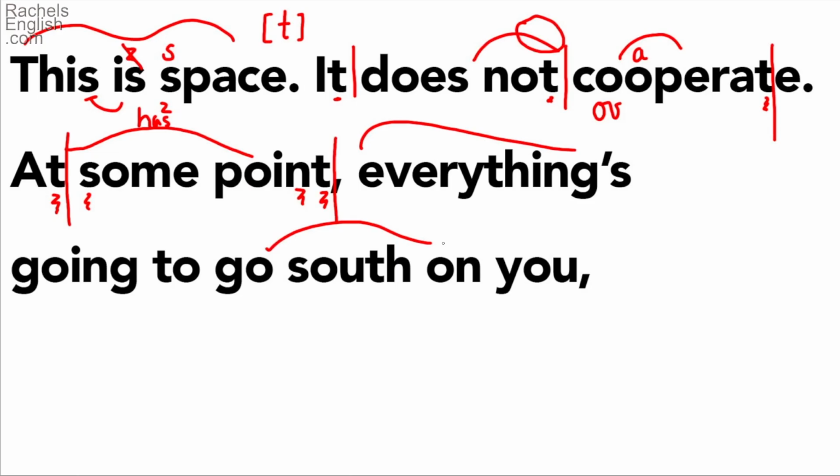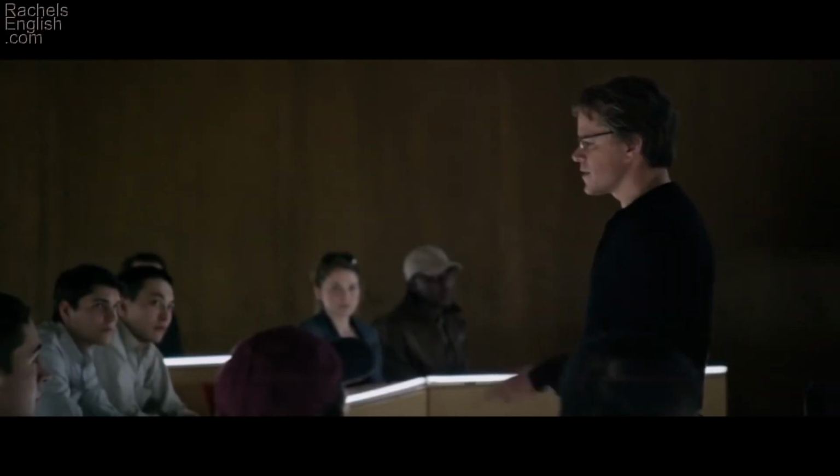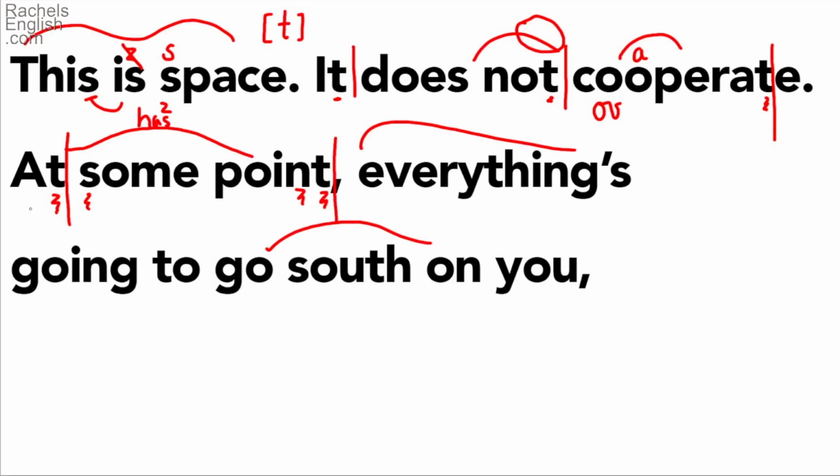Let's look at the rest of the words besides our stressed syllables. What's happening here? Everything's going to go south on you. Everything's going to go, pronounced gonna go. So we have a reduction here. Going to becomes gonna. Everything's going to go south on you. And on you, unstressed, flatter in pitch, but no reductions.